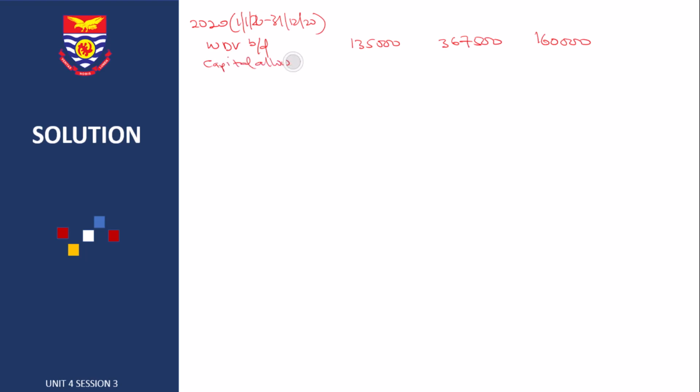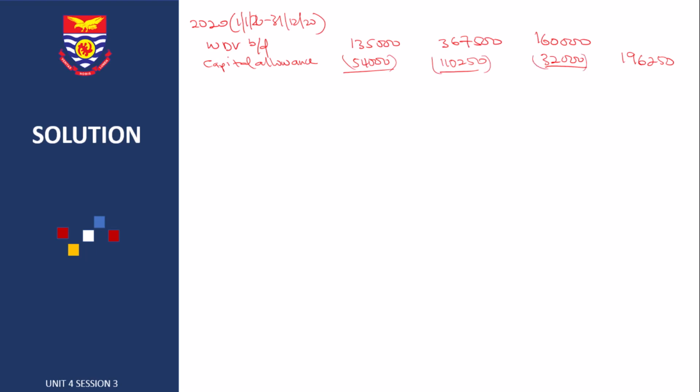So for class 1, just like we did, we have 135,000 times 40% times 365 over 365, and this is giving us 54,000. For class 2, the same thing, we are going to get 110,250. For class 3, we are going to get 32,000. Now, when we add 54,000 plus 110,250 plus 32,000, we are going to get 196,250. So for 2020, our total capital allowance is 196,250.